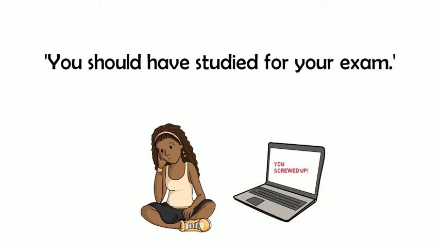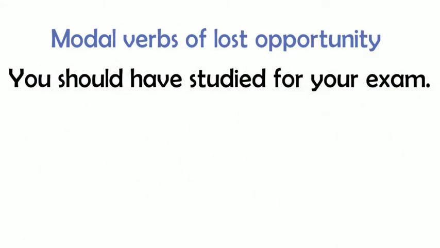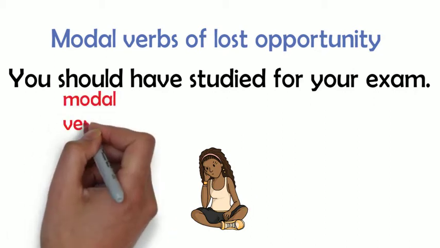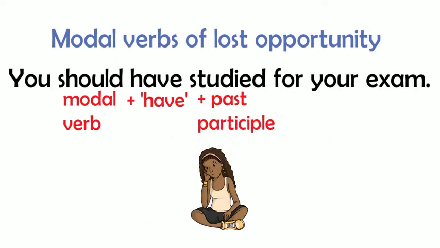Now, the construction should have studied is an example of what's known as modal verbs of lost opportunity. You use these to talk about what someone should have done, could have done, might have done, and so on in the past. But the person did not do that thing, and now the opportunity is lost. And these constructions are formed with a modal verb, like should in this example, followed by the verb have, and then the past participle of the main verb. So studied in this case.